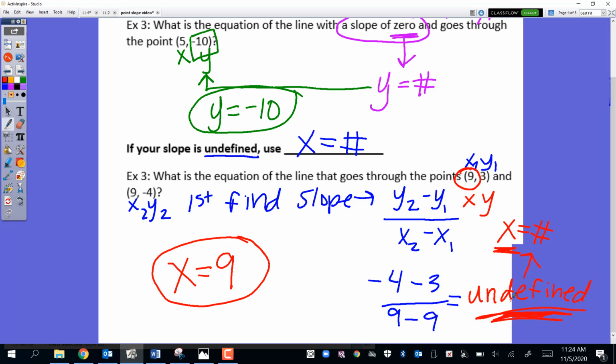I found the slope, it was undefined. That tells me I pick x. What is the x number in my point? 9. Okay? So depending on what the slope is, that tells you what letter to pick, and then you look at your point to figure out which number is that letter. So you guys are good to start the practice.